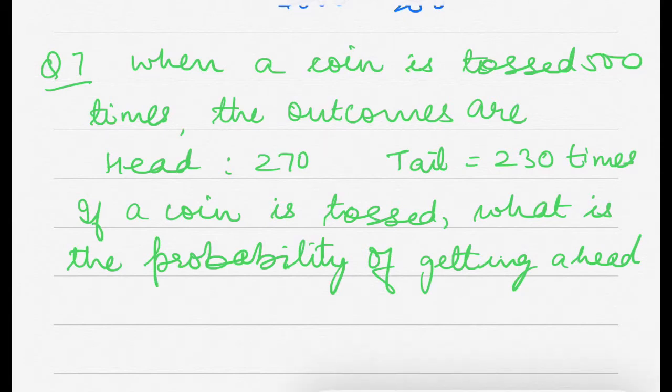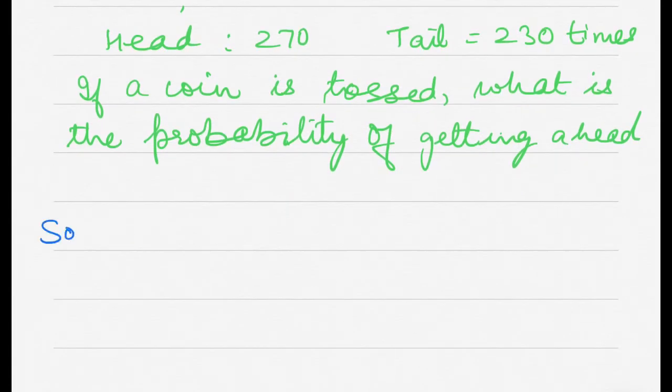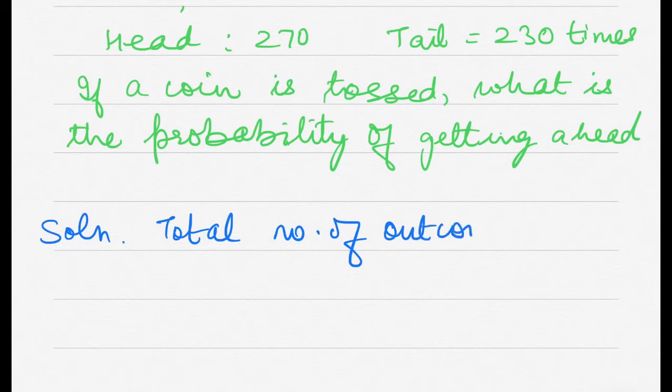So now I'll move to my solution. Let's go for the solution. Solution says first I'll write down the total number of outcomes. So the total number of outcomes will be equal to 500 here.